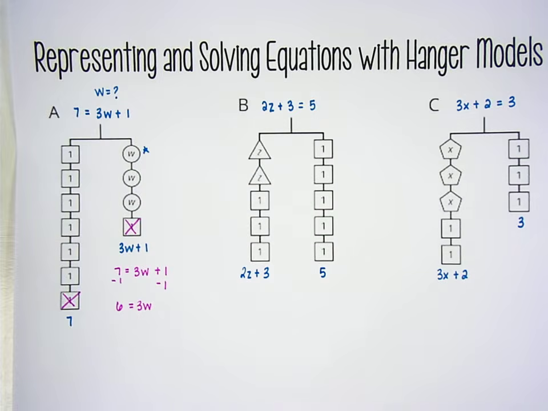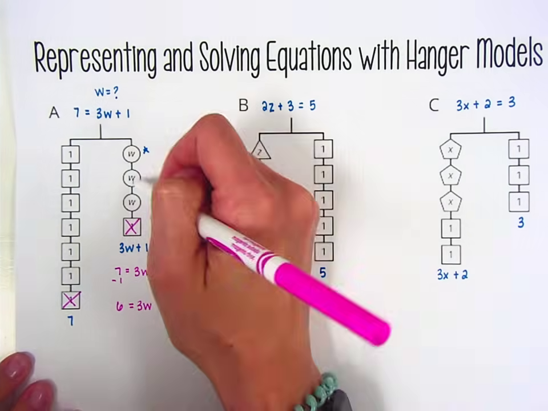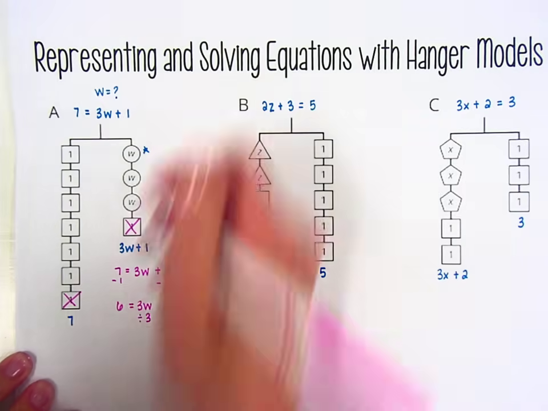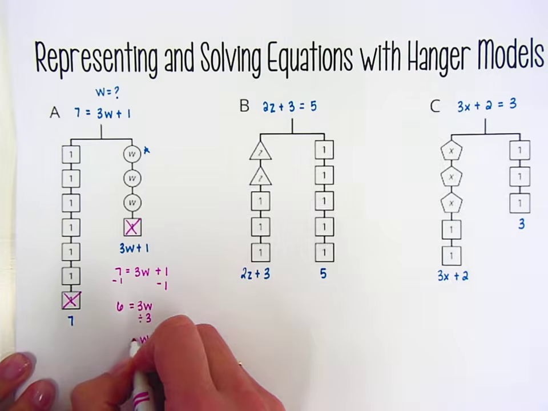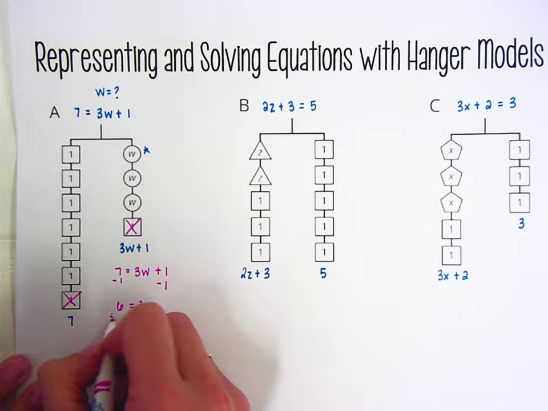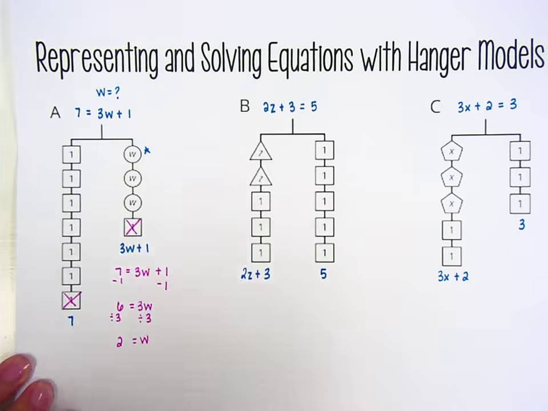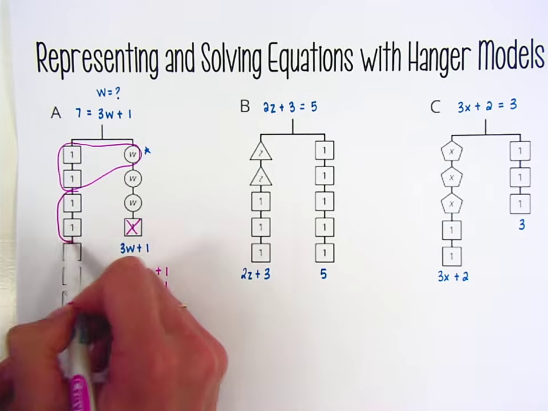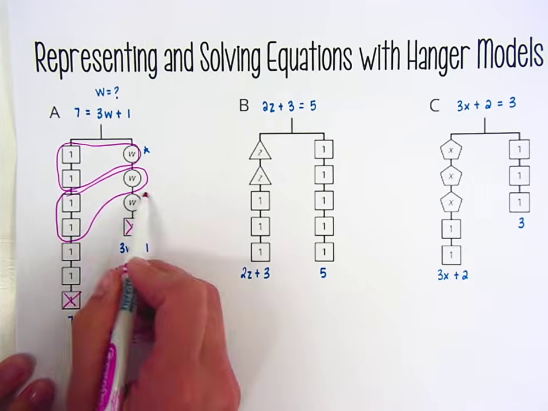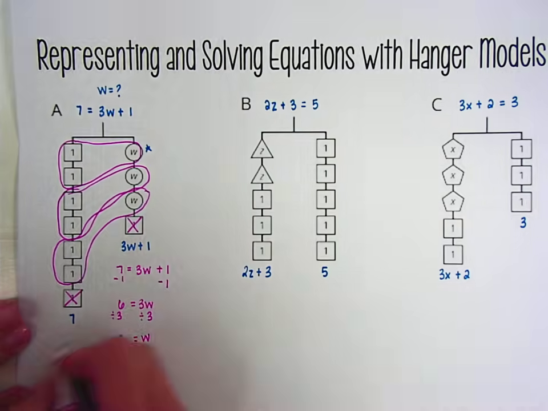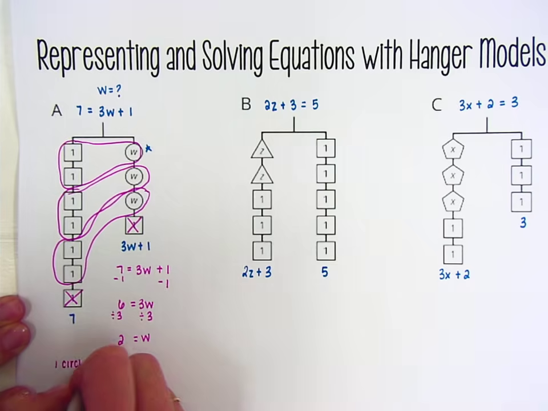But I still just want to know how much one circle weighs the same as. In order to do that, I can take my 3 W's and split them into 3 groups, or I can divide by 3. That's going to give me just 1 W. And I can also split my remaining 6 into 3 groups of 2, which shows me that 1 circle, or 1 W, weighs the same as 2 squares. And you can see that as we group these together. So now we know 1 circle weighs the same as 2 squares.